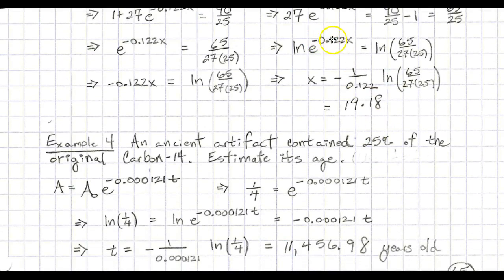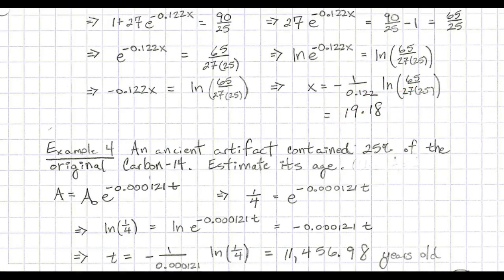So this minus 0.122x will come down in front. And then I have technically the natural log of e right here, but we know the natural log of e is 1. So minus 0.122x equals the natural log of this number. So divide both sides by minus 0.122, and here's x. This is x exactly, if you'd like to know what it is. In terms of an age, that's easier to understand. Just plug all this in your calculator and you get 19.18.